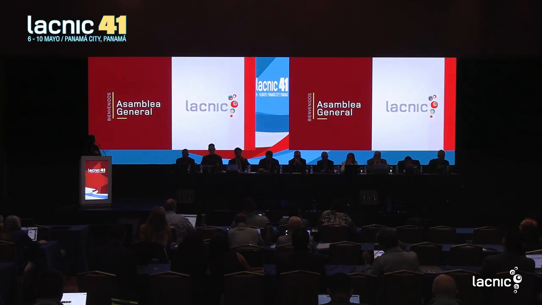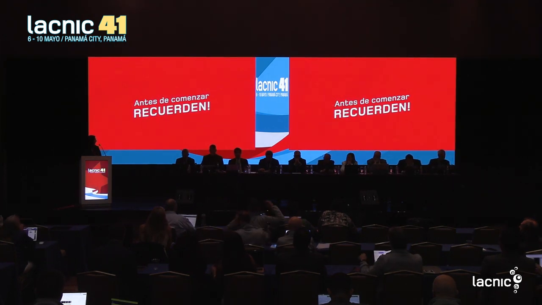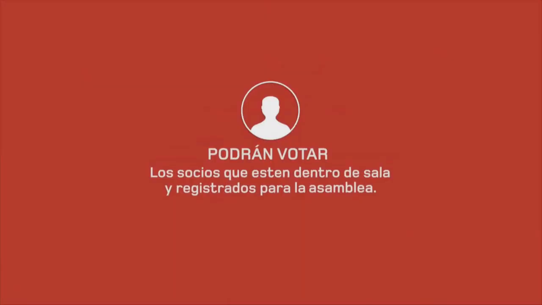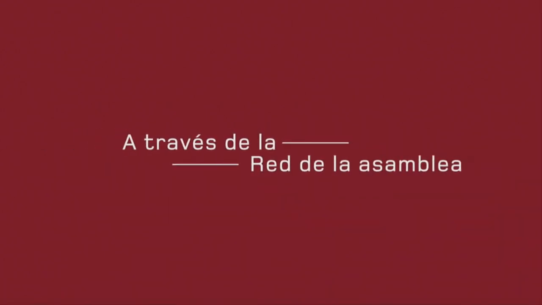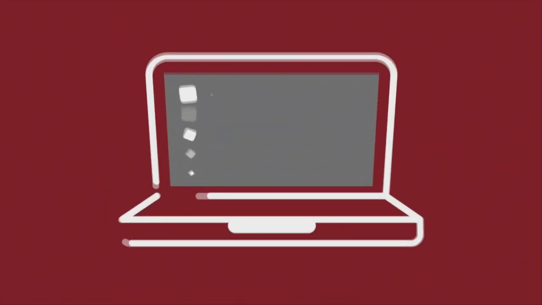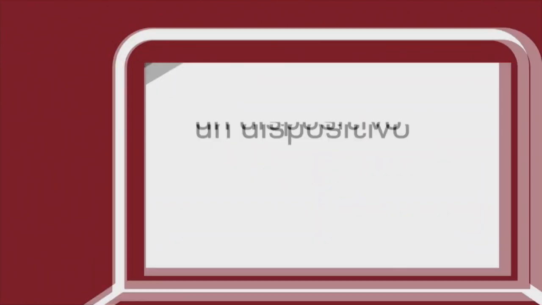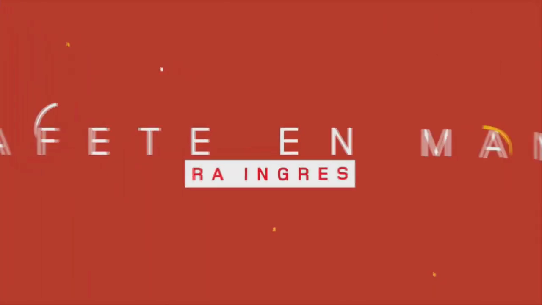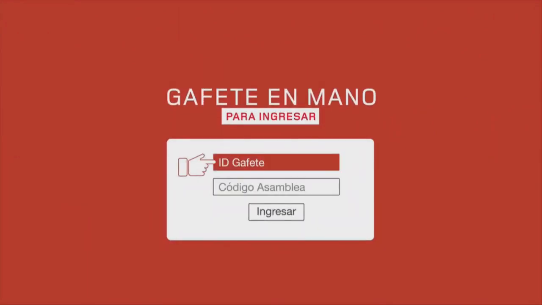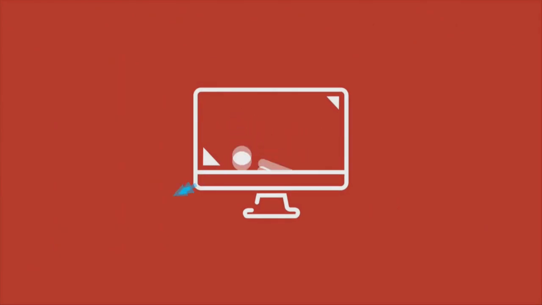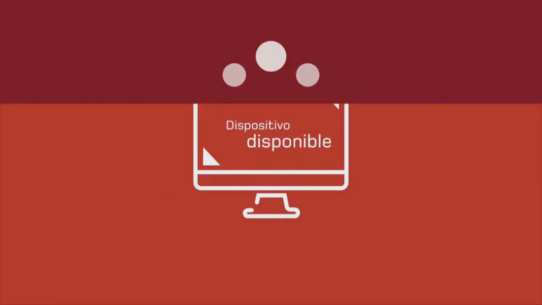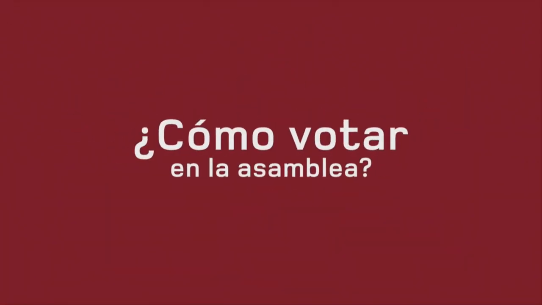Welcome to LACNIC's General Assembly. Before we start with the meeting and voting, remember that only the members inside the room and registered for the assembly will be able to vote. The voting system will only be operating through the network of the assembly, and you can only enter with one device. You must have your badges at hand and log in through the system at events.lacnic.net/assembly/login. There will be a device available in the hall to vote.